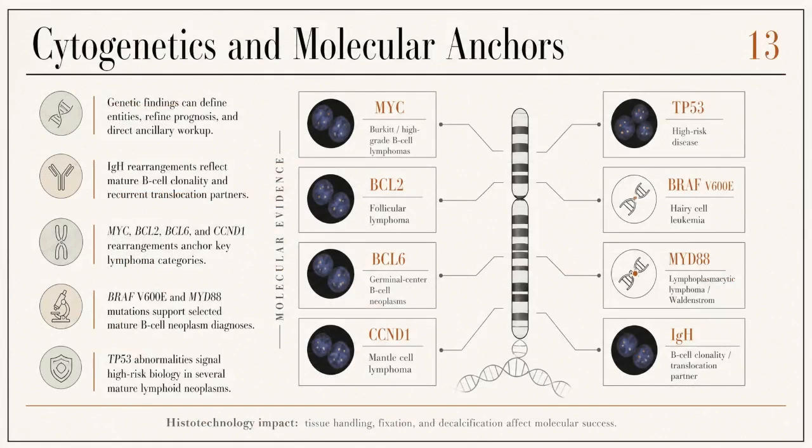As we transition into the critical topic of cytogenetics and molecular anchors in mature lymphoid neoplasms, it is essential to appreciate how these genetic alterations have revolutionized our diagnostic and prognostic capabilities in hematopathology. For histotechnology professionals, understanding these molecular landmarks is not merely academic. It directly impacts specimen triage, fixation protocols, and downstream testing quality, all of which are integral to the workflow in a modern clinical laboratory.